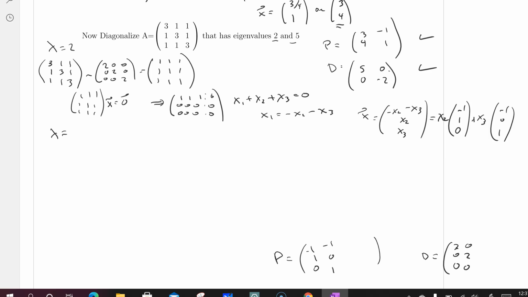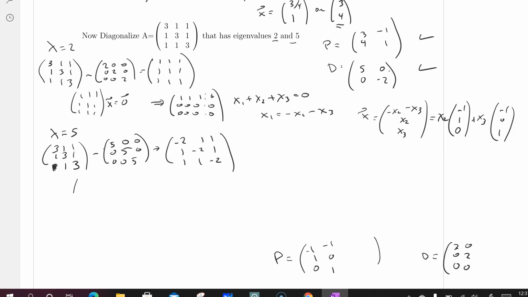All right, so now I'm doing lambda is 5. It's 1, 1, 3, and I'm subtracting off 5, 0, 0, 0, 5, 0, 0, 0, 5. Okay, so this gives me negative 2, 1, 1, a 1, negative 2, 1, and a 1, 1, and a negative 2.